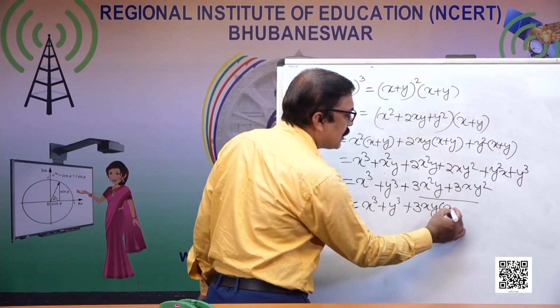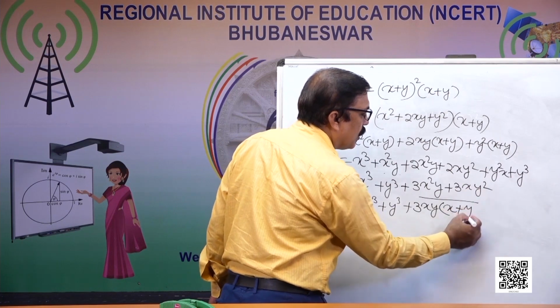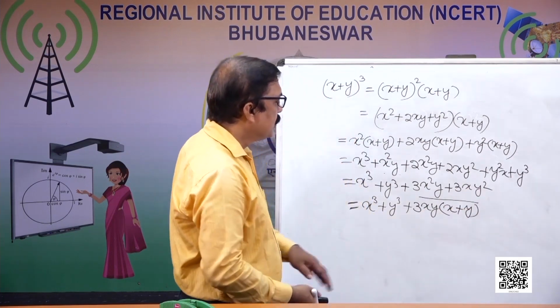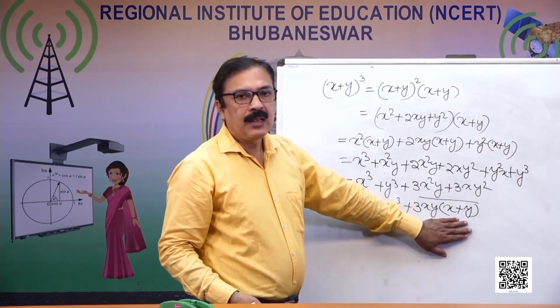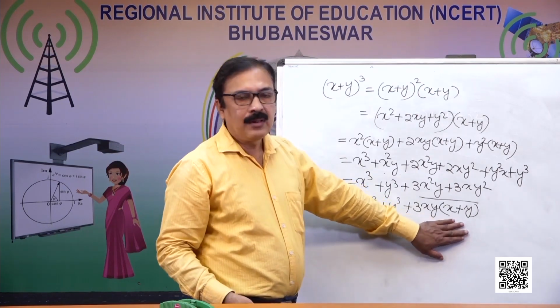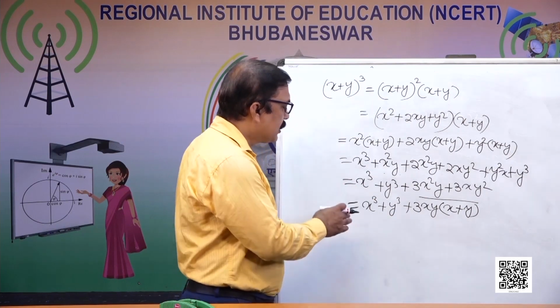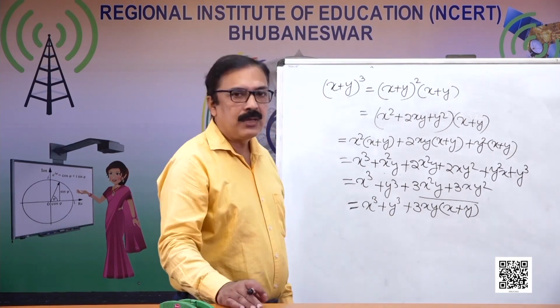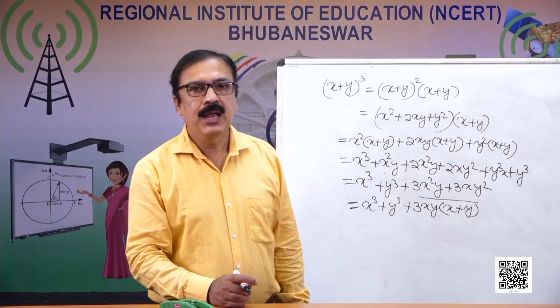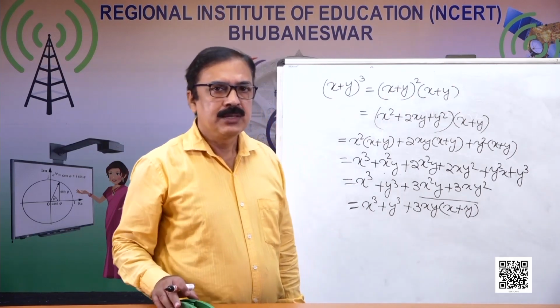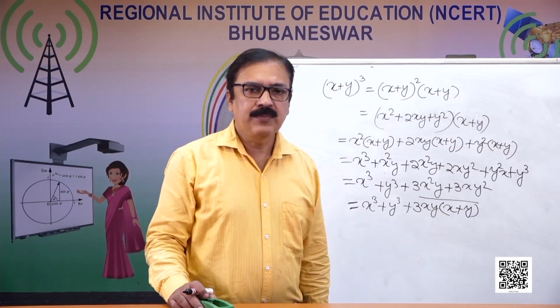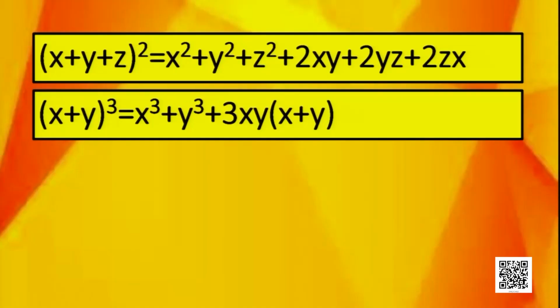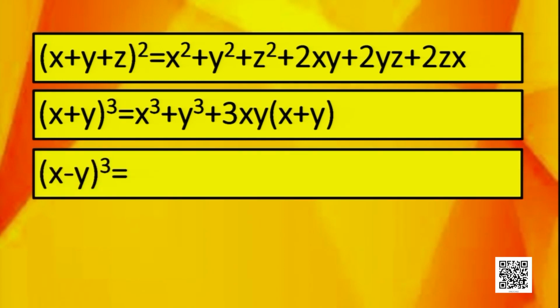From this we get x, from this we get y. So this is an easily identifiable form, that is x cube plus y cube plus 3xy into x plus y. Similarly, as x plus y whole cube is like this, we can also find x minus y whole cube. x minus y whole cube is very simple.